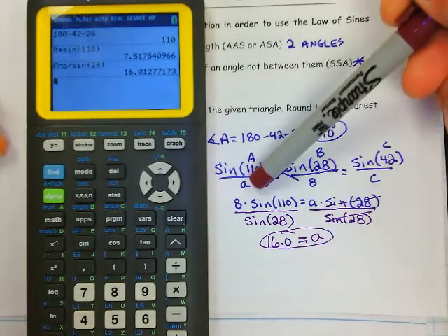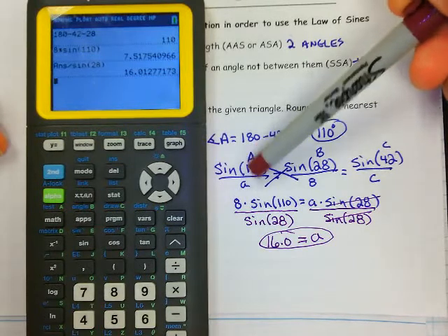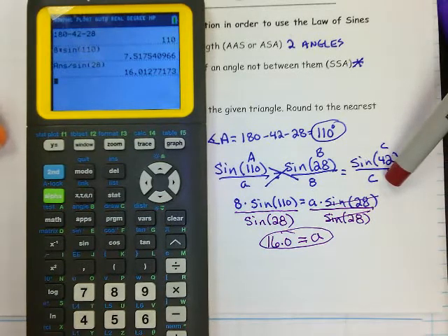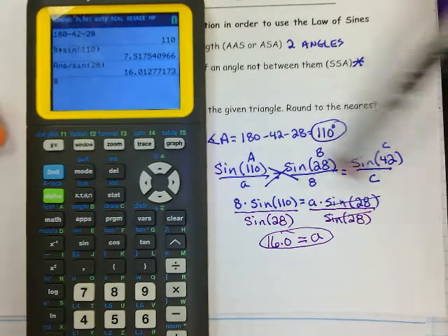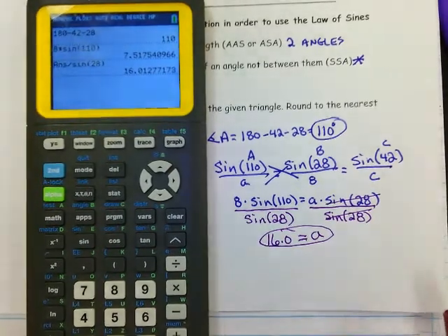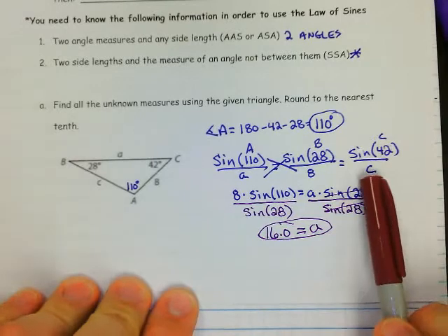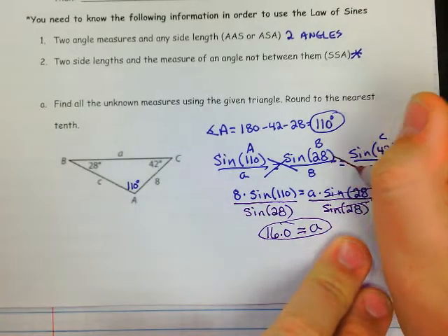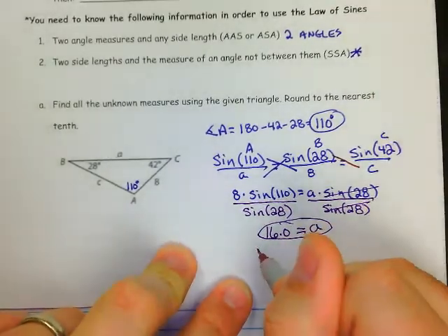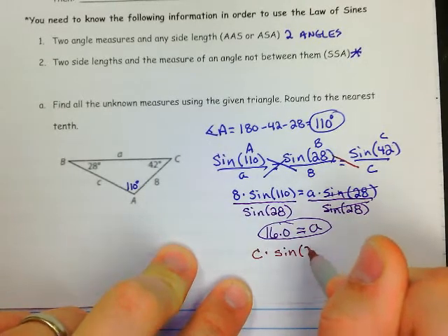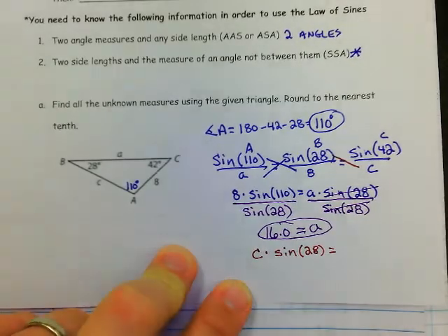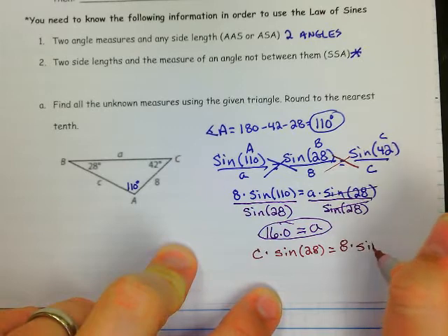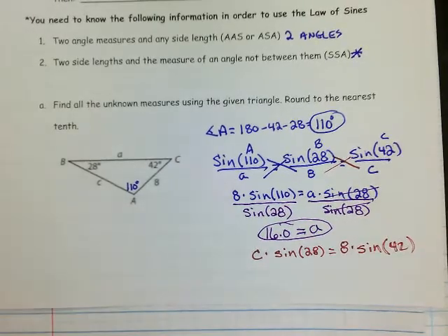You can either use the new 16 that you found right there and do the sine of 110 over 16 equals the sine of 42 over C and solve it the same way, or since we've already got them here, let's just go ahead and use the sine of 42 over C equals the sine of 28 over 8. So we're going to cross multiply this way. The sine of 28 times C equals 8 times the sine of 42.